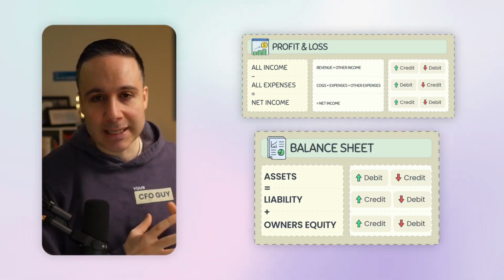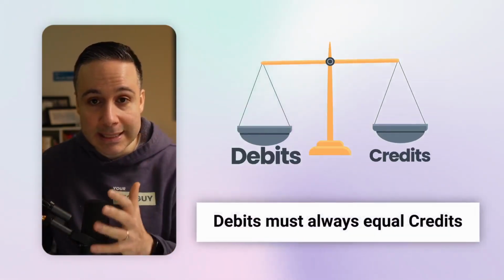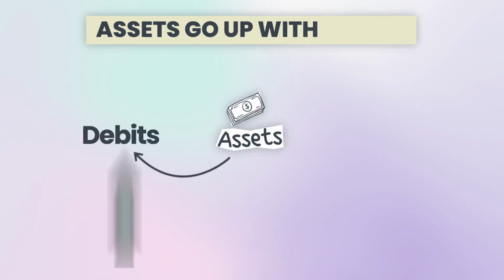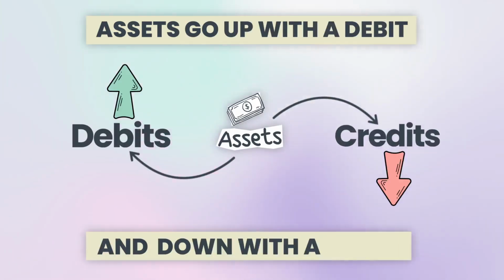The general idea is that debits need to equal credits. So anytime a financial activity takes place under double entry accounting, you're always going to have a debit and a credit, which means you'll always have two aspects of your financial statements that are affected. And to be honest, I think most college courses really complicate this concept. It's very easy for you to understand. All you need to memorize is the fact that assets go up with a debit and down with a credit.